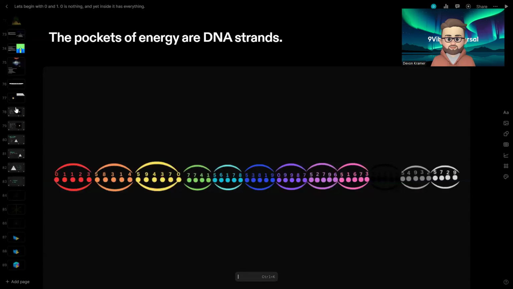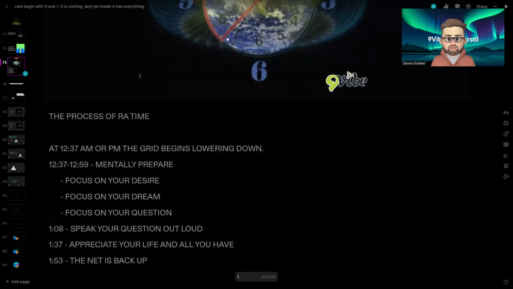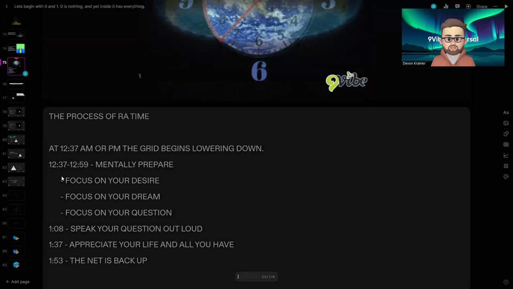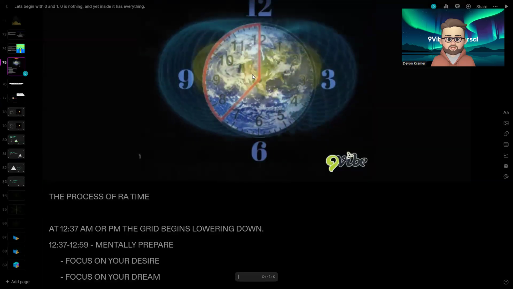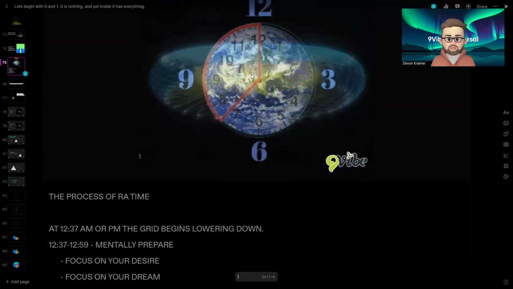Okay. So raw time. What is raw time? How does it work? It's very simple. At 12:37, this grid starts coming down. When it is 108, then basically it is down, just like this. I'll show you live time. It's going to come and it's going to collapse. Boom. That is going to be at 108.